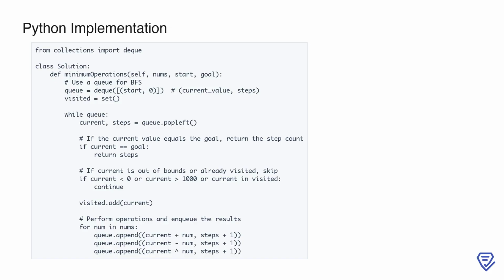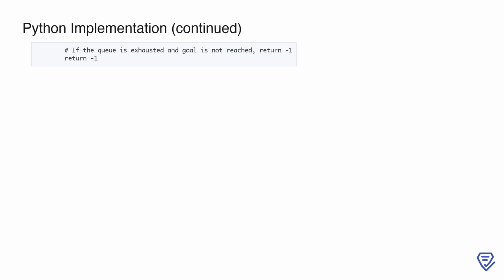Finally, if the while loop exhausts all possibilities in the queue without finding a path to the goal, we return -1 to indicate that it is impossible to reach the target value using the given operations. This return statement ensures that our algorithm handles cases where no solution exists, providing a clear and definitive result for such scenarios.